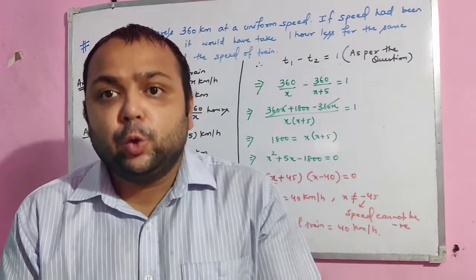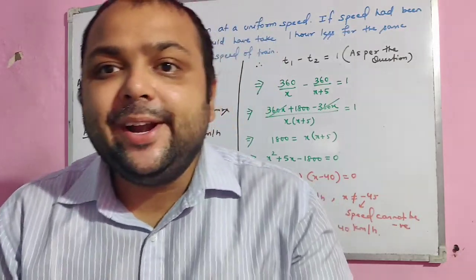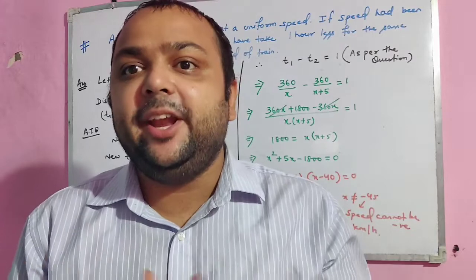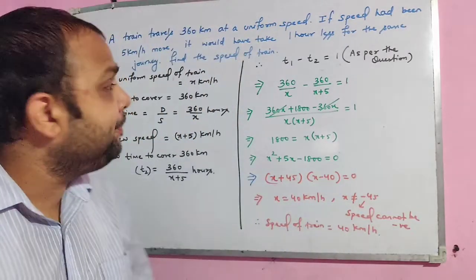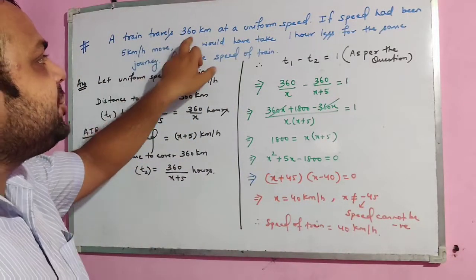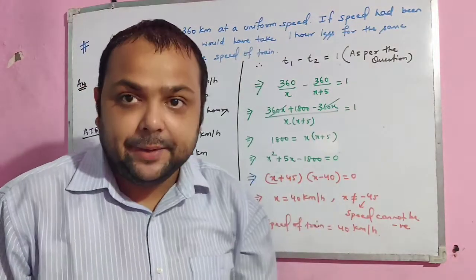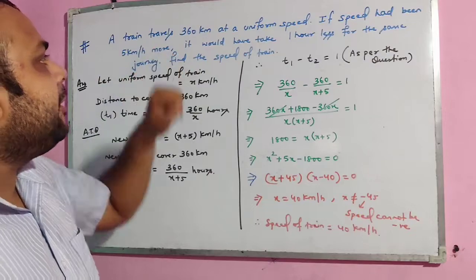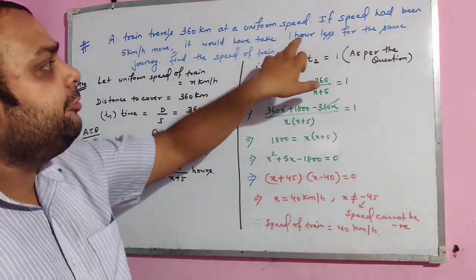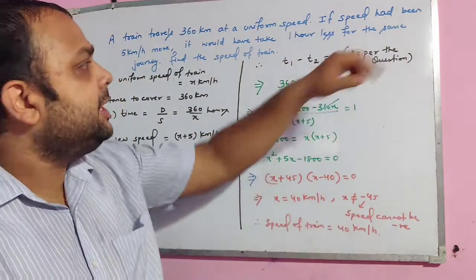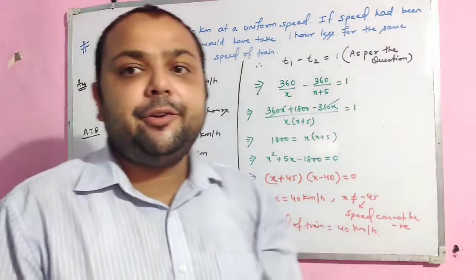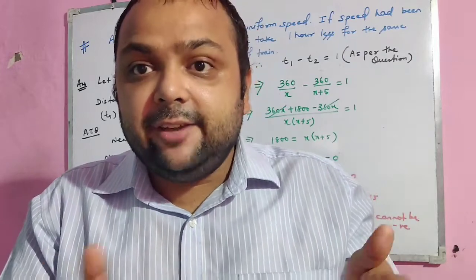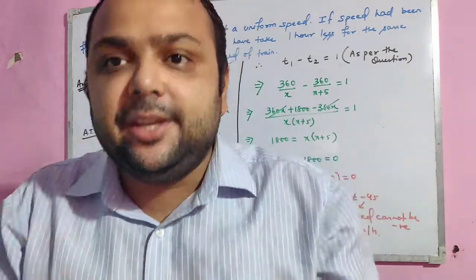Now we are going to see one question based on quadratic equation. The topic related to this question is speed time relation. Please see it very carefully. A train travels 360 km at a uniform speed. If the speed had been 5 km per hour more, it would have taken 1 hour less for the same journey. Find the speed of the train. If the speed increases, time decreases. If the speed decreases, time will increase.